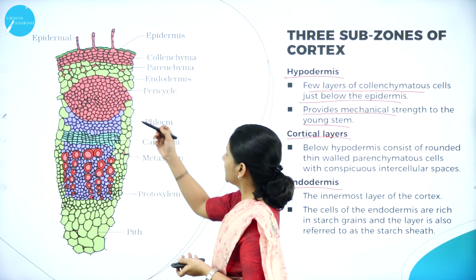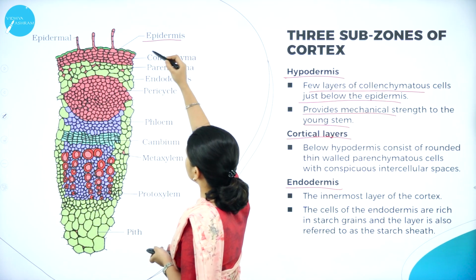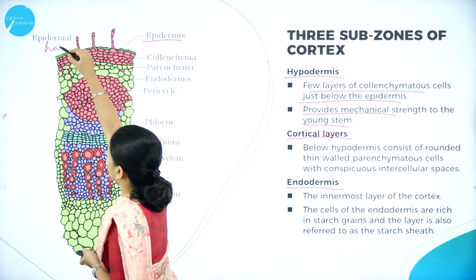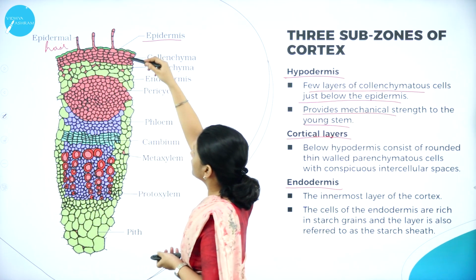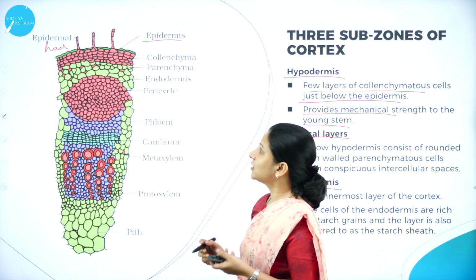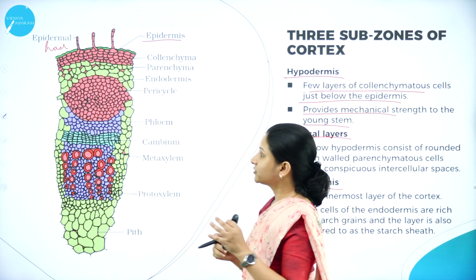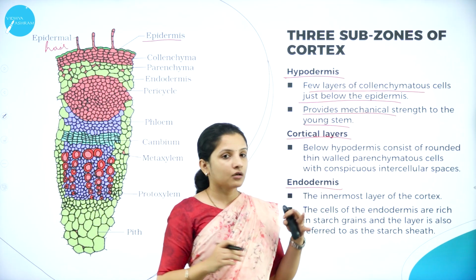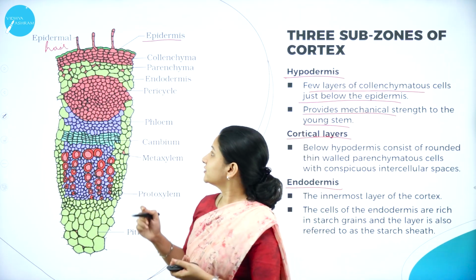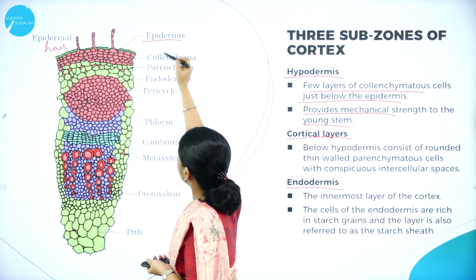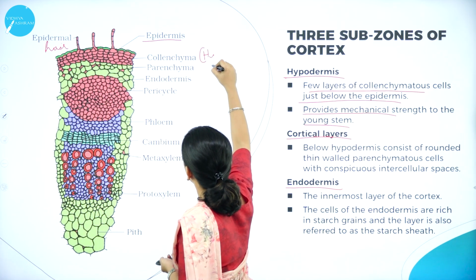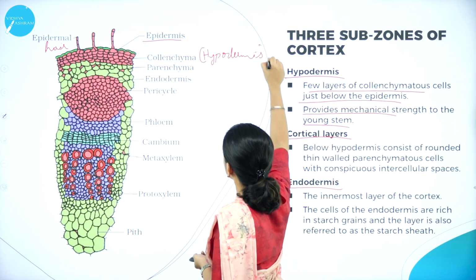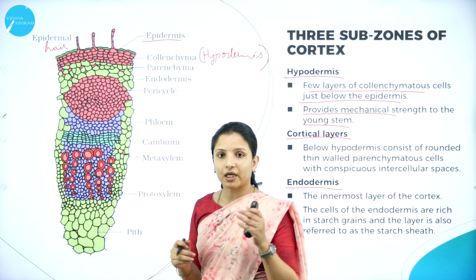As you can see here, the epidermis is the outermost layer, and then the epidermal hair arises from the epidermis. Below the epidermis is the hypodermis. As you can see here, this particular region is the hypodermis, which is made up of collenchyma cells.